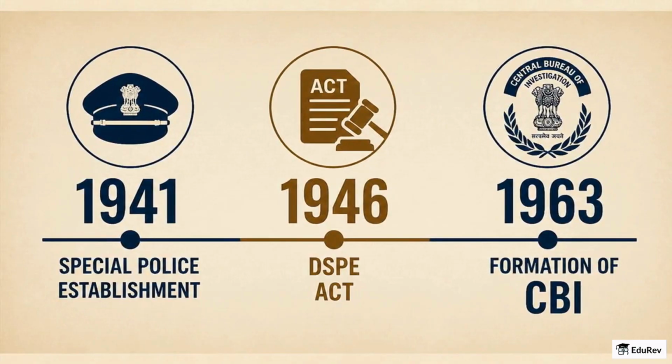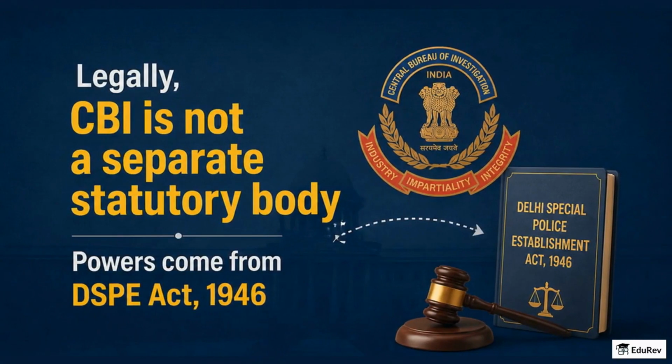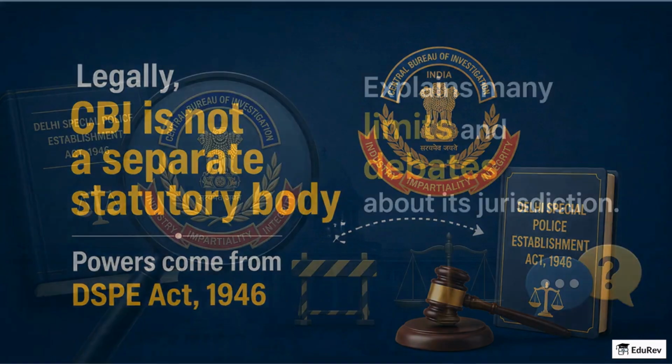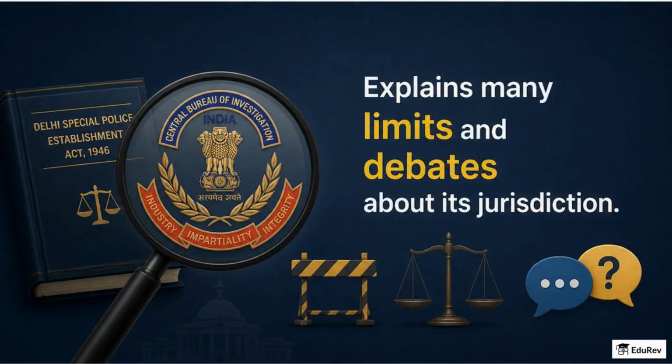1941, Special Police Establishment. 1946, DSPE Act. 1963, formal CBI formation. Legally, the CBI is not a separate statutory body. It derives powers from the Delhi Special Police Establishment Act of 1946. That legal detail explains many limits and debates about its jurisdiction that you will see in papers and interviews.